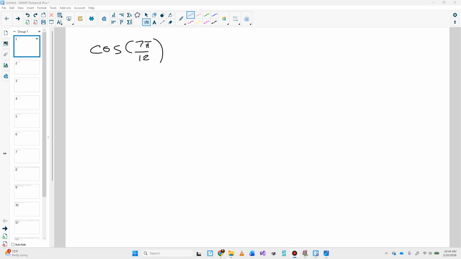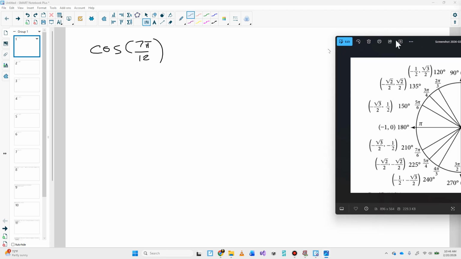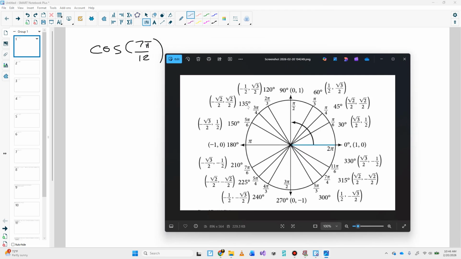All right, let's start covering the homework for Chapter 7.2. The first question we're being asked is to find the exact value for the cosine of 7 pi over 12. If I look at this diagram right here, there is no angle, no radian, that equals 7 pi over 12. I got 7 pi over 4, I got 7 pi over 6, but I don't have 7 pi over 12.